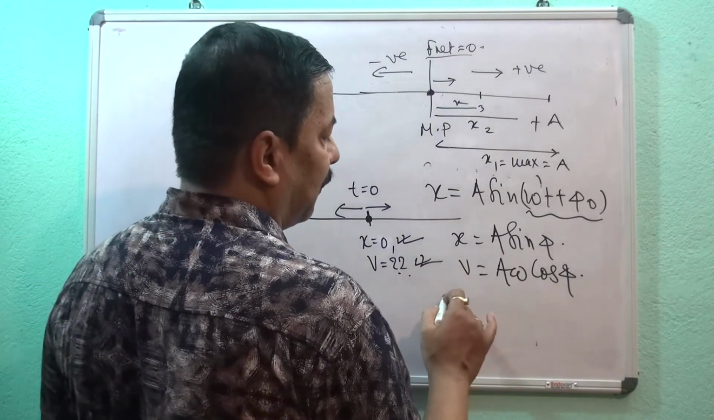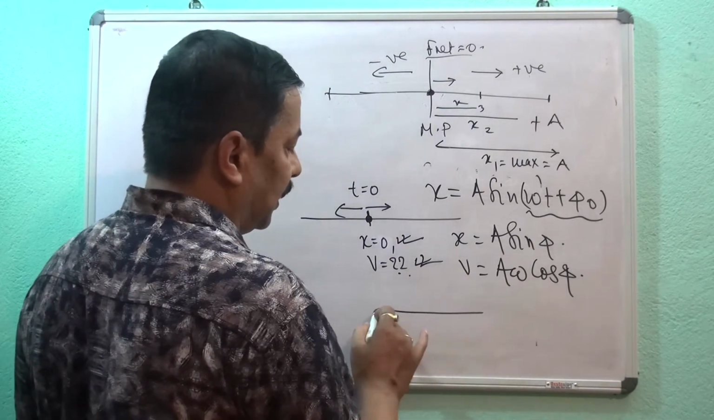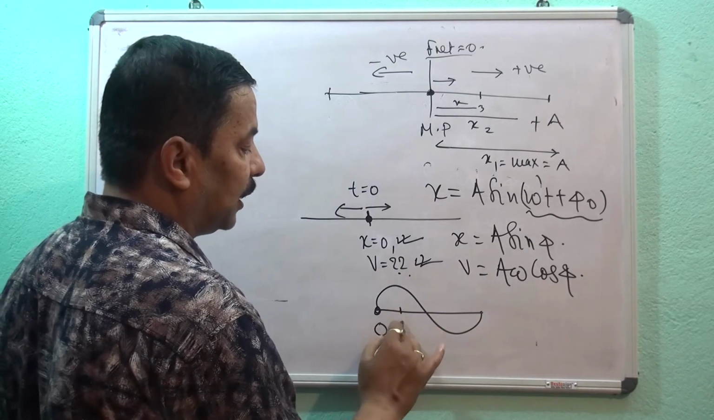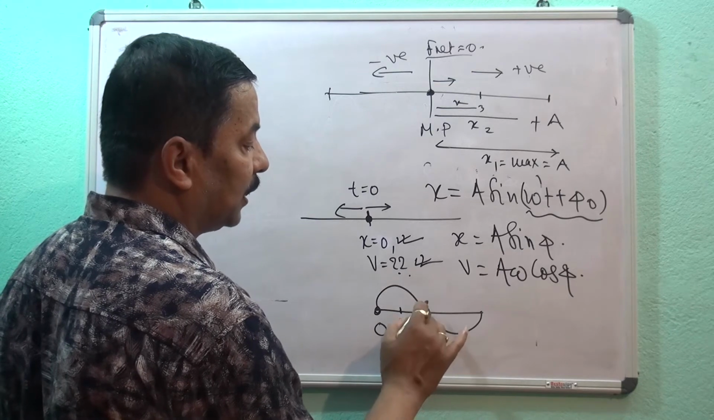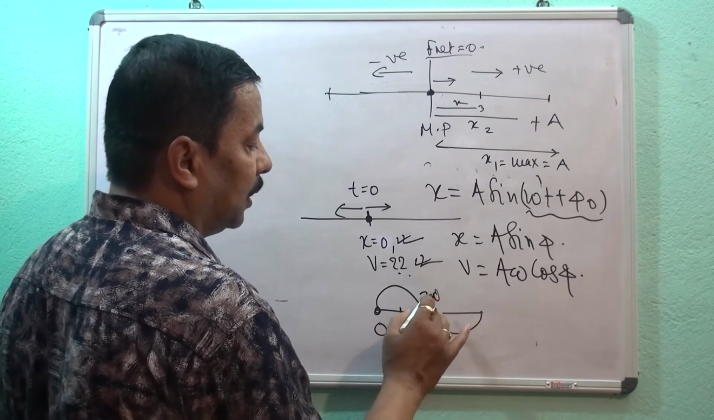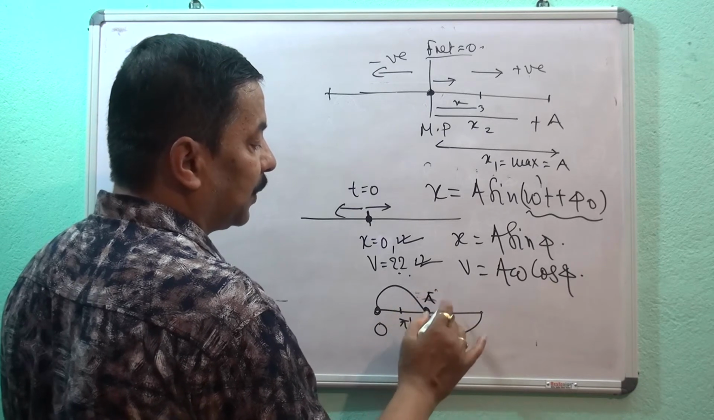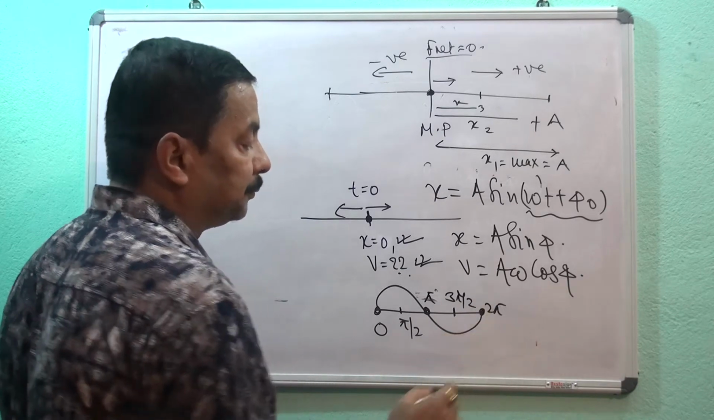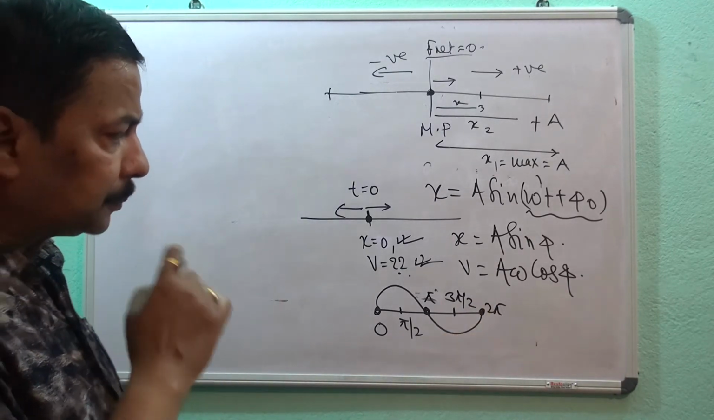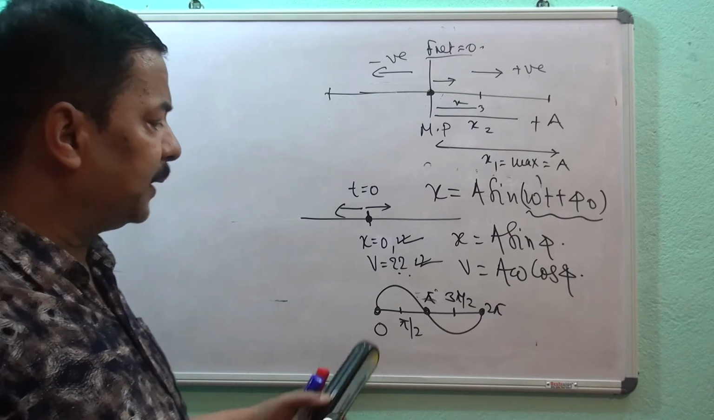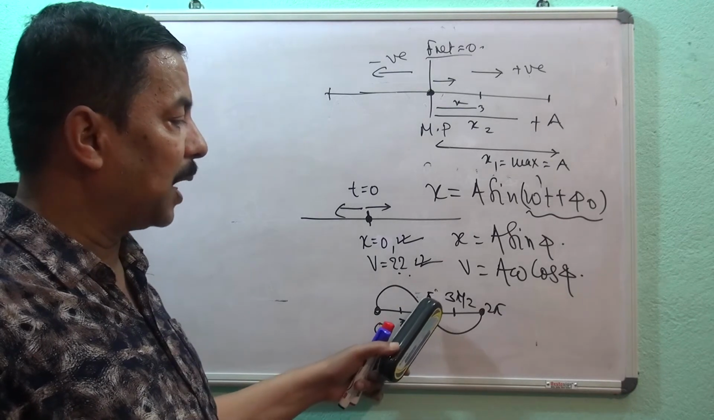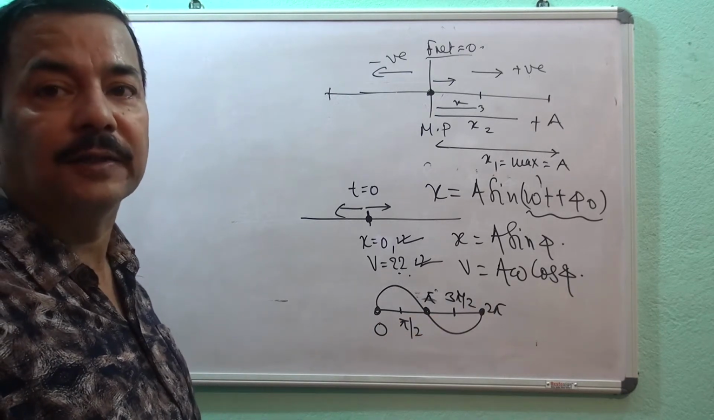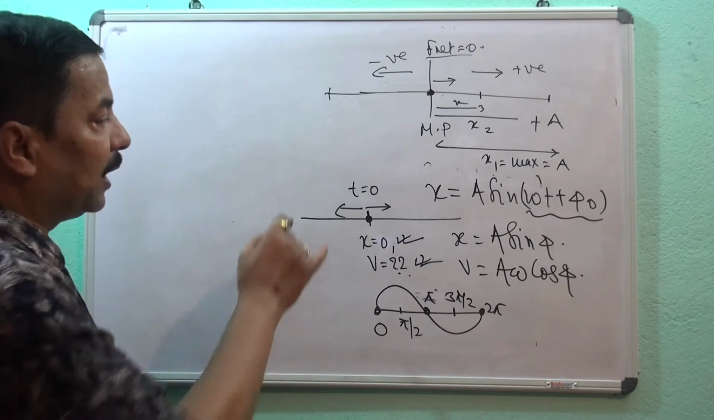Now you see, this phase phi in the wave equation: here is the wave, here you are taking 0, here you are taking pi by 2, here you are taking pi, here you are taking 3 pi by 2, and here you are taking 2 pi. Basically, what does it mean? Phase is 0, phase is pi by 2, phase is pi, 3 pi by 2 or 2 pi. What is the physical significance of this phase? That I want to clarify to you people.